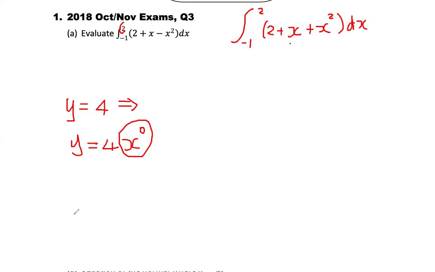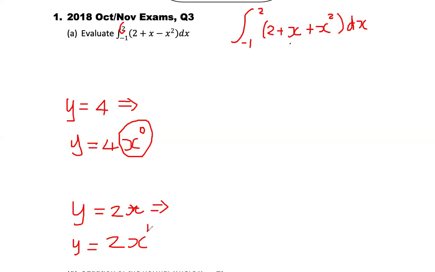Number 2, if we have y is equal to 2x, what is the power on x? Not 0. This one is equal to y is equal to 2x power 1. When the power is 1, we do not indicate it.